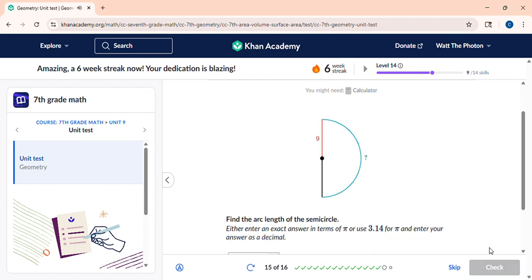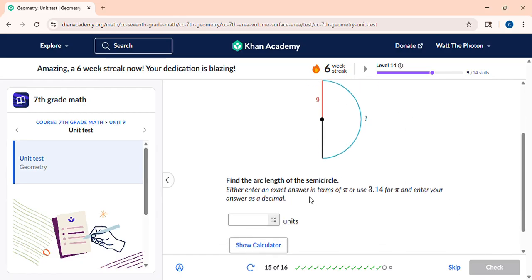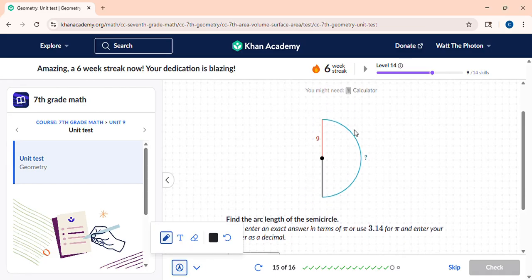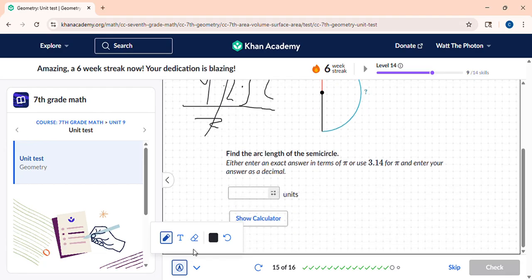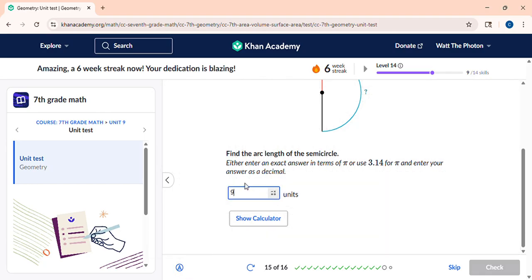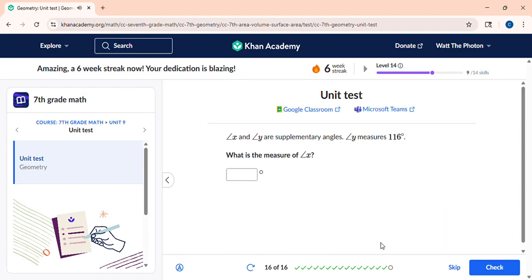Thank you. The arc length of the semicircle. Okay, so the entire circumference is going to be 9 times 2, so we get the diameter, times pi. That'll get us the entire circumference. And then we divide this by 2 because it's half the circle, so these cancel, and we get 9 pi. 9 pi. Enter in exact terms of pi or use 3.14. There we go, last question.